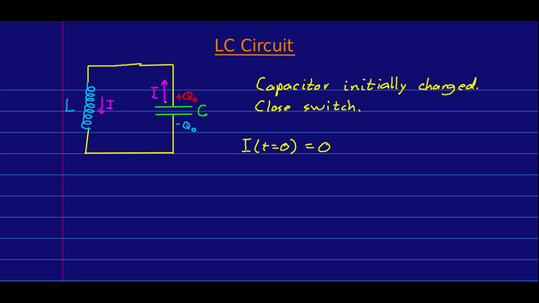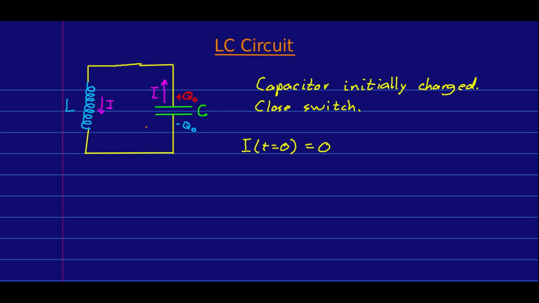What's going to happen now will be a little bit like what happened when we discharged a capacitor through a resistor in an RC circuit. But we're going to see that something rather different happens because an inductor behaves nothing like a resistor.